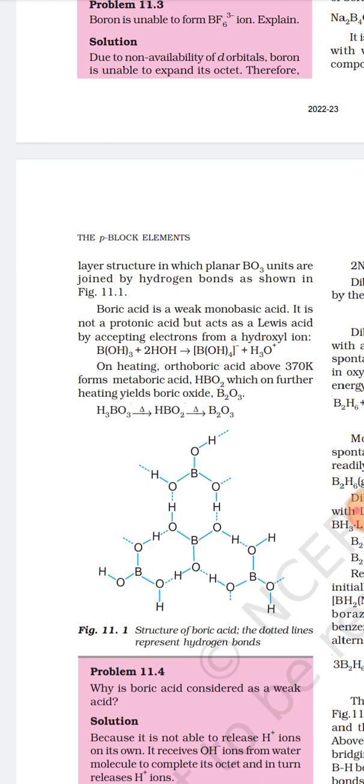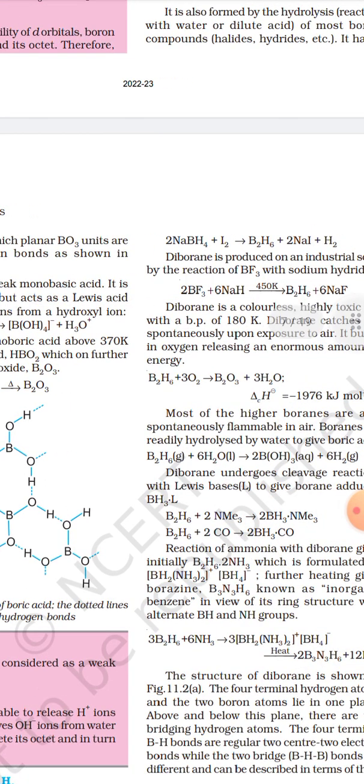Boric acid is a weak monobasic acid. It is not a protonic acid but acts as a Lewis acid by accepting electrons from the hydroxyl ion. On heating, orthoboric acid above 370 Kelvin forms metaboric acid HBO2, which on further heating yields boric oxide. Diborane.